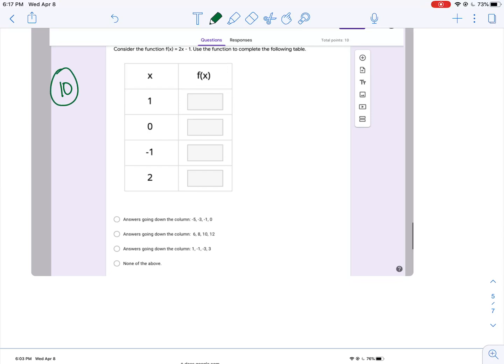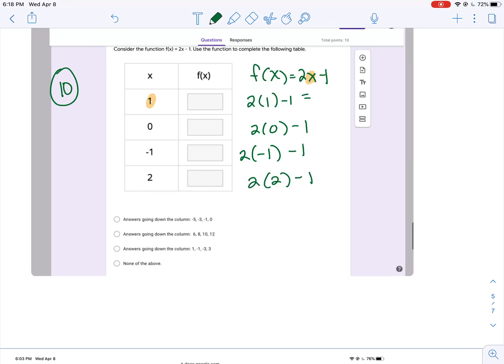Consider the function f of x equals 2x minus 1. Use the function to complete the following table. So we have an equation. And what we're going to do is plug our x values in individually to figure out what numbers get plugged into the table. So the work's going to look like 2 times (1) minus 1, 2 times (0) minus 1, 2 times (negative 1) minus 1, and 2 times (2) minus 1.